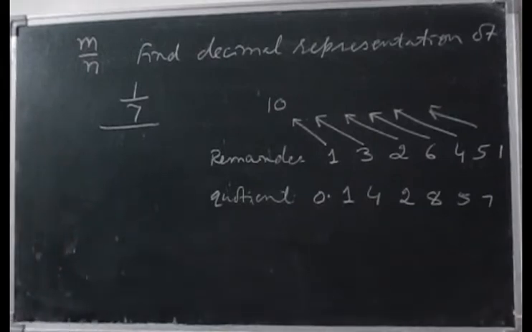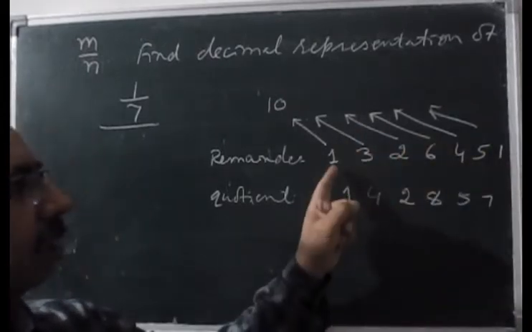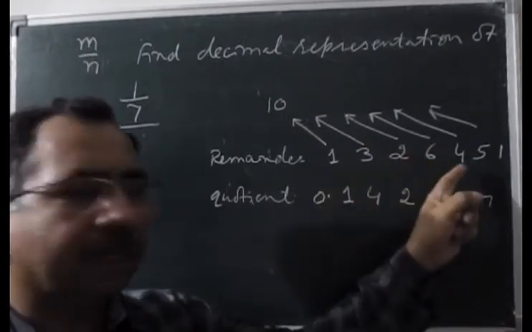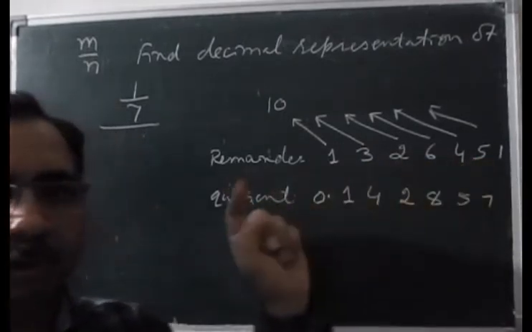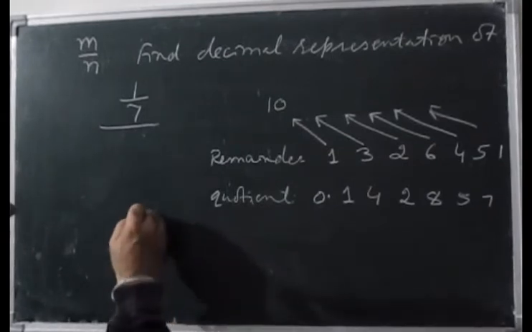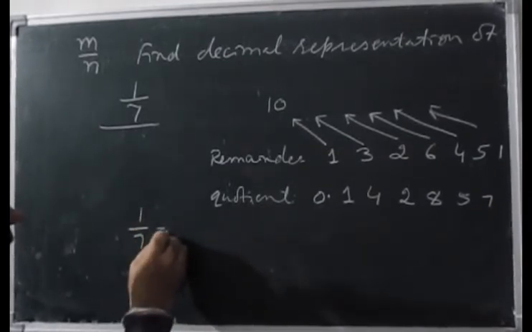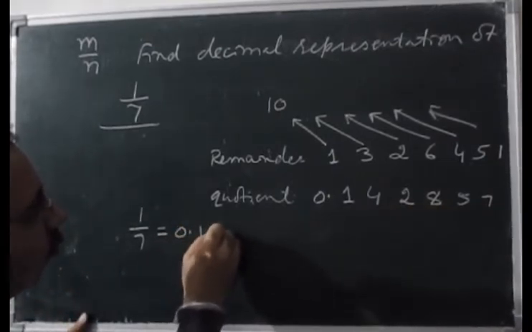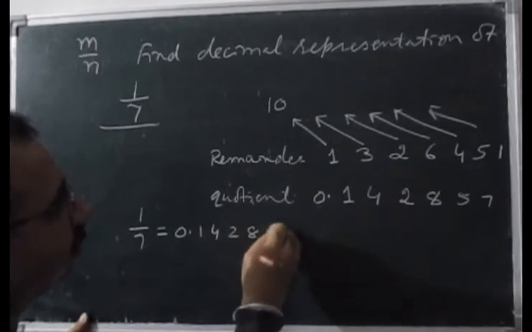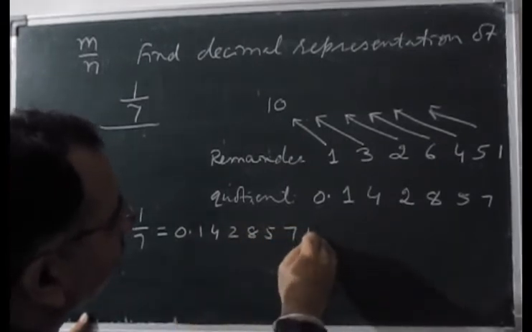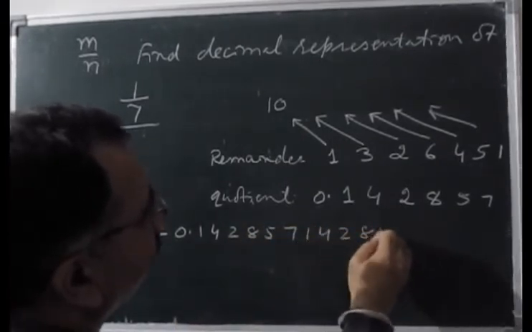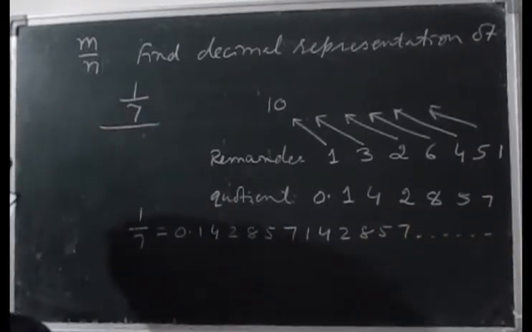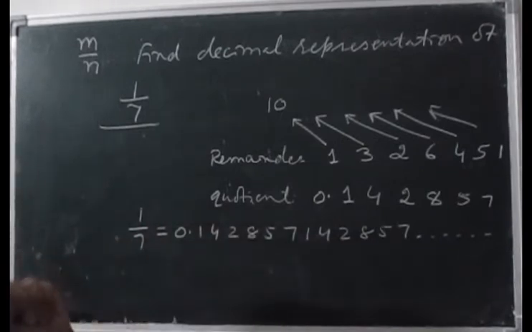Now stop this process because 1 has already occurred. When a digit in the remainder line repeats, stop the process there. So the decimal representation of 1 by 7 is this line: 0.142857, and now repeat this, 142857 dot dot. So this is the non-terminating recurring decimal representation of 1 by 7.